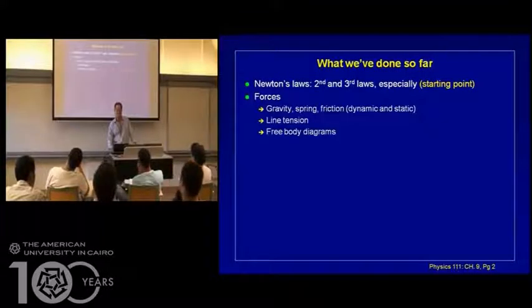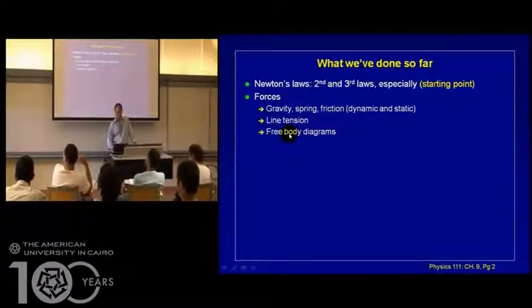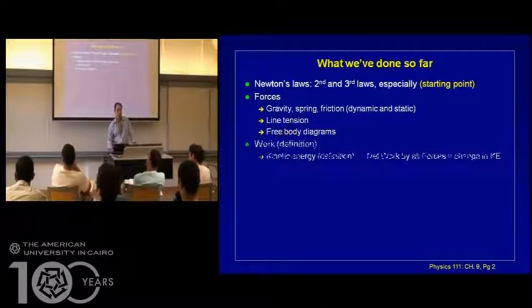We talked about forces, and we divided those forces into non-contact forces like gravity, right? And contact forces like friction. You need contact to have friction. So we talked about forces, gravity, spring, and friction. We talked about tension in wires, and we talked about how to draw the free body diagram and the importance of how to draw the free body diagram.